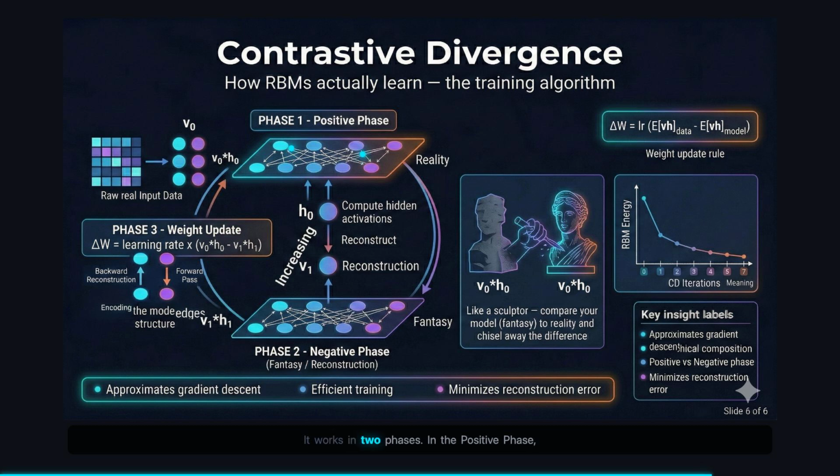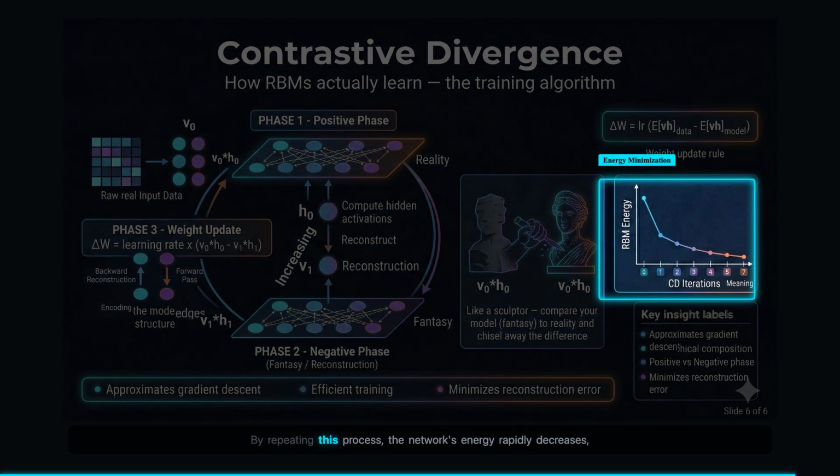It works in two phases. In the positive phase, reality, or the raw input, flows up to compute hidden activations. In the negative phase, the network reconstructs what it thinks it saw, flowing downwards into fantasy. We compare reality to fantasy, and update the weights to chisel away the difference.